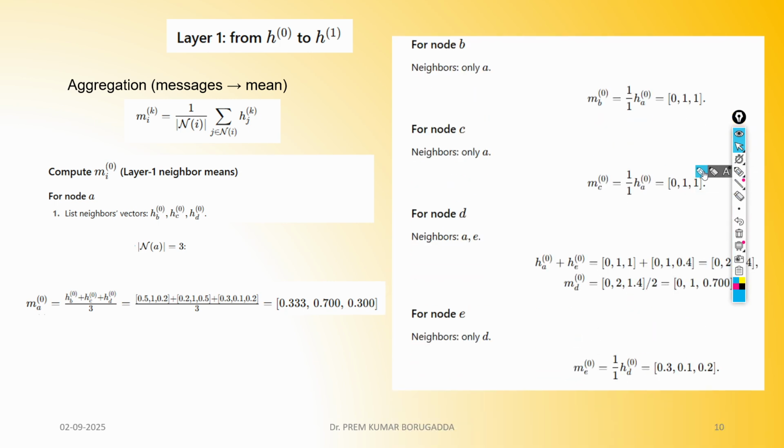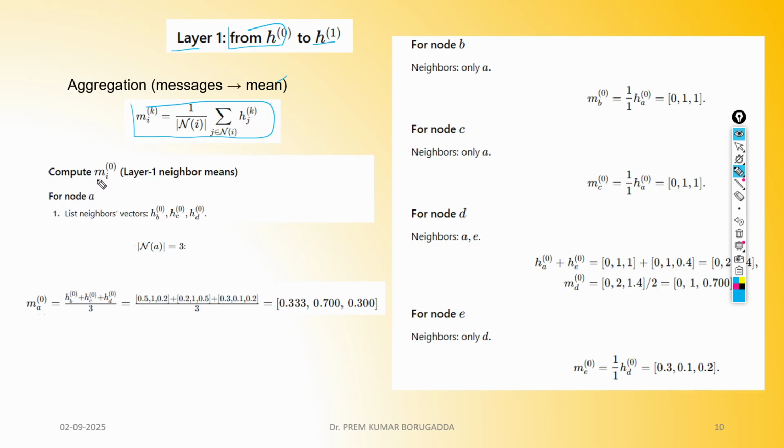Now you can see here, for layer 1 from HA to H1, the aggregation, message passing, means the mean value. So this is the formula: mi of k = 1 by mod N of i, sigma j belongs to N of i, hj of k.